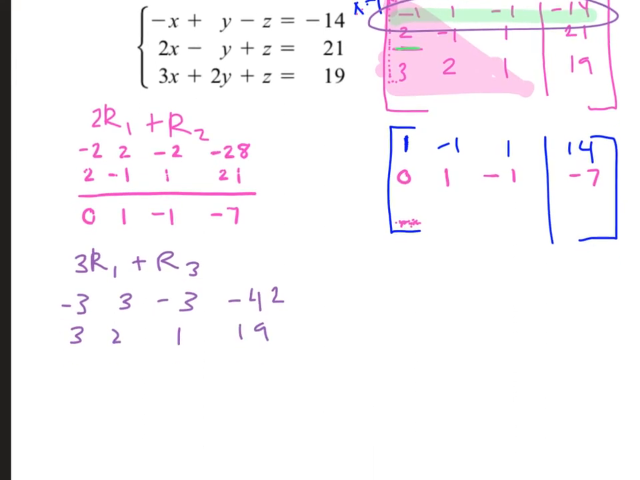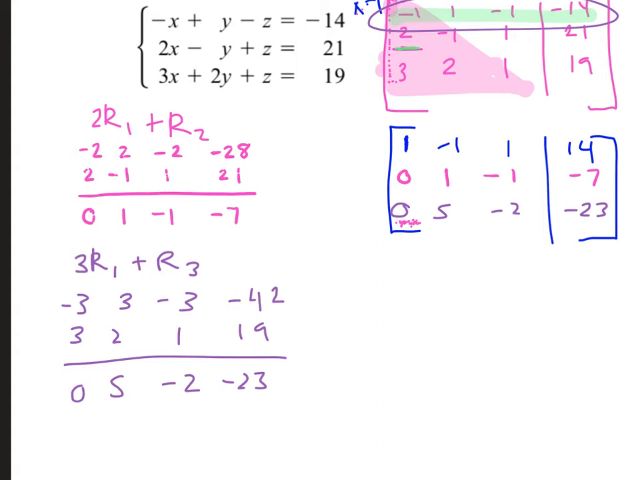So what happens to the 3's? Negative 3 plus 3 is? 0. 3 plus 2? 5. Negative 3 plus 1? Negative 2, and negative 42 plus 19? Negative 23. So that's my new third row: 0, 5, negative 2, and negative 23.